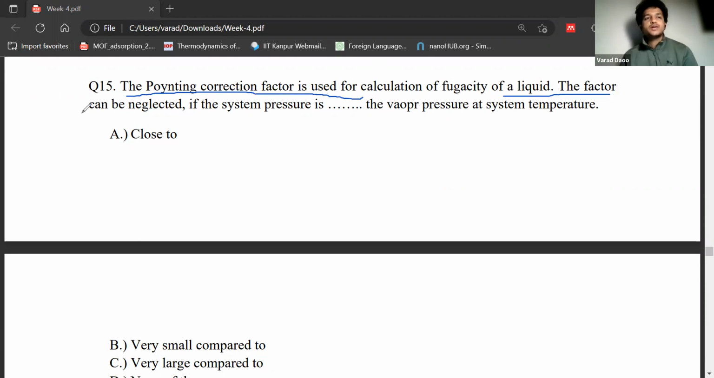Okay. The factor can be neglected if the system pressure is very dash the vapor pressure of the system. Should it be very close to? Should it be very small compared to? Should it be very large compared to? Or should it be none of the above? Okay.